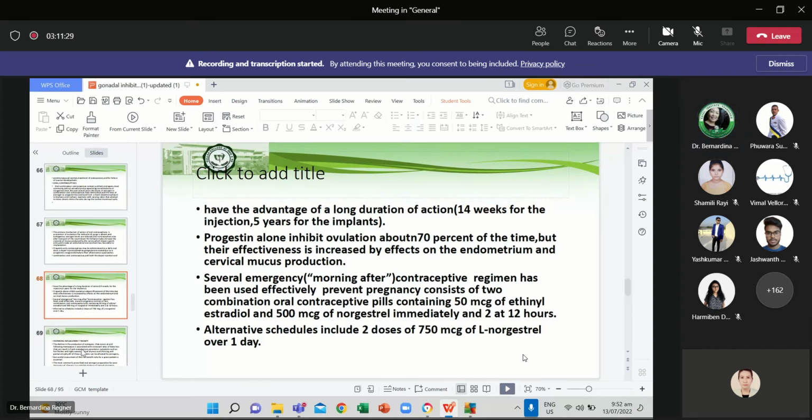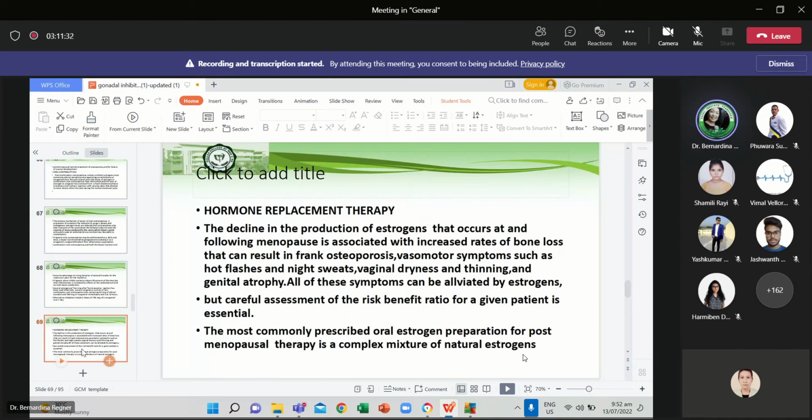Okay? So for hormone replacement therapy, after menopause, you know already that there will be a decline of your estrogen levels. And this is associated with an increased bone loss that can result in osteoporosis. The patient can have vasomotor symptoms such as hot flashes and night sweats, vaginal dryness and thinning, and genital atrophy. So all these symptoms can be mitigated with the use of estrogen replacement therapy.